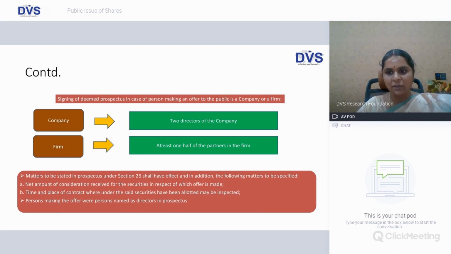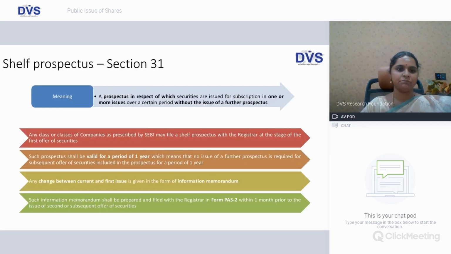So the persons who make the offer will be named as directors and promoters. And such offer for sale, if it is made by a company, it shall be signed by 2 directors, this deemed prospectus, and if it is a firm, at least 1/2 of the partners of the firm shall sign.